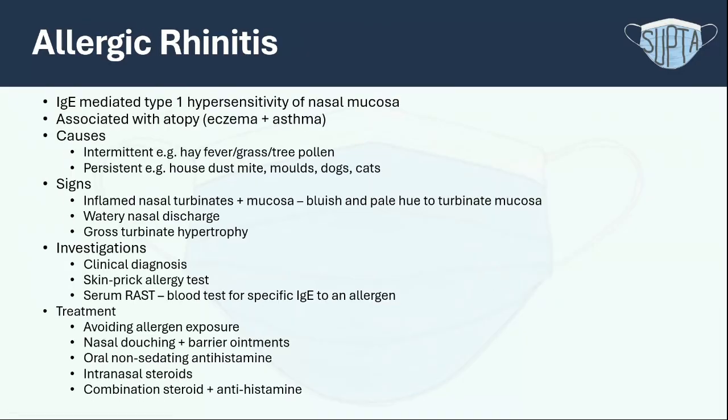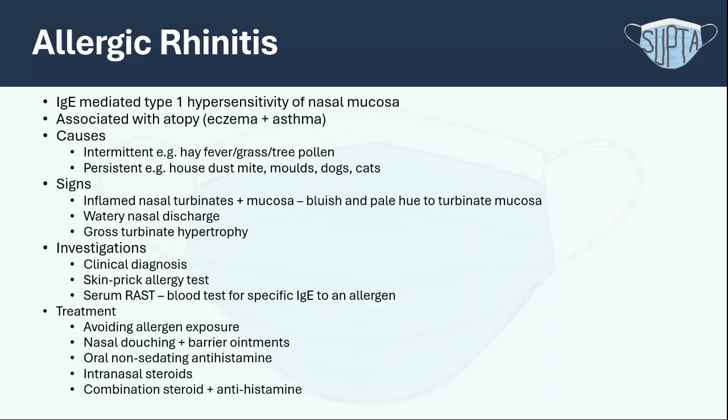So allergic rhinitis is IgE mediated, so it's a type 1 hypersensitivity, and it is associated with atopy, including eczema and asthma. So the causes, if it's intermittent, it's mostly seasonal, like hay fever, grass, tree pollen. If it tends to be persistent, it might be more like pets or house dust mites, and molds, things like that.